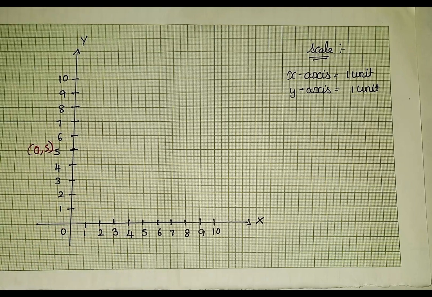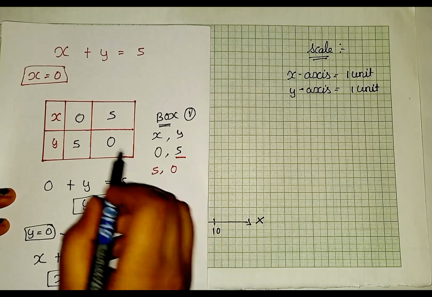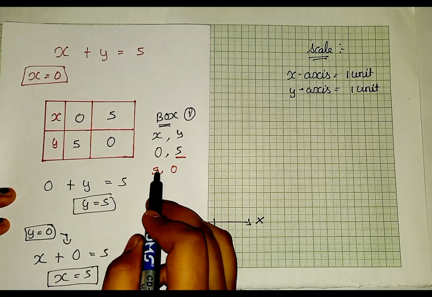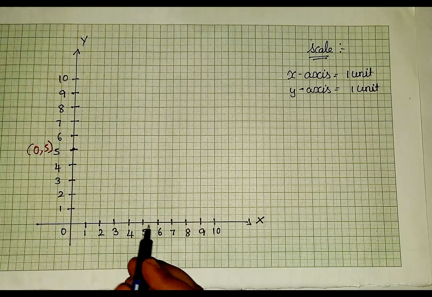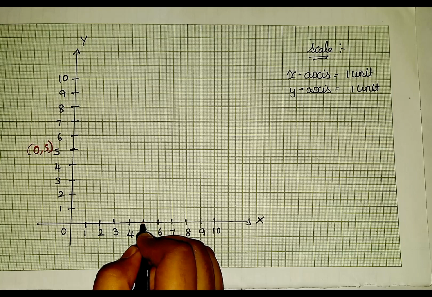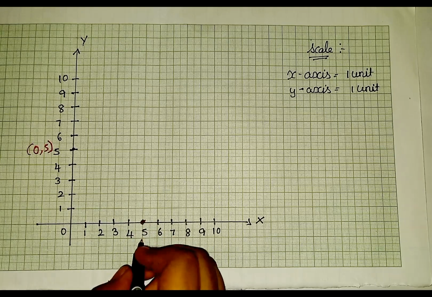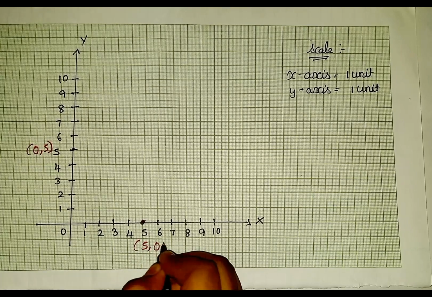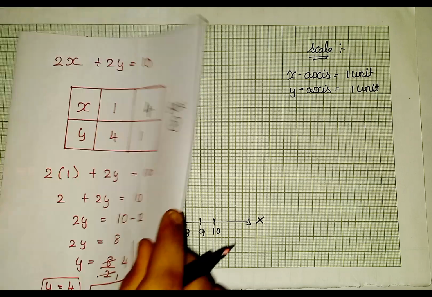Alright. So next value we have is 5 comma 0. Here you can say 5 comma 0, 5 in x axis and 0 in y axis. So 5 is right over here and 0 is right over here. So let us mark here. I'll mark a little bit big, then only you can understand. So 5 comma 0. So this is box number 1, right? Now let us look at box number 2.